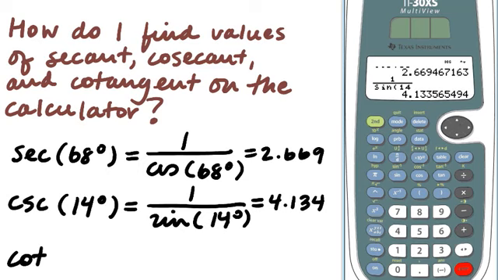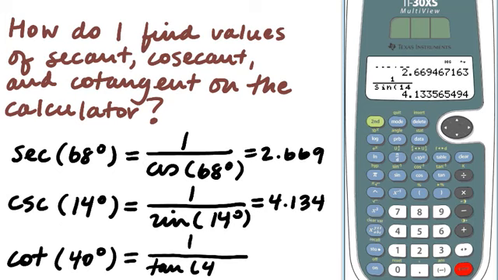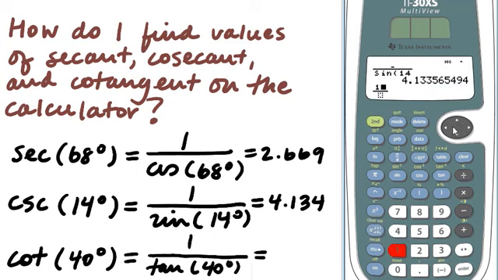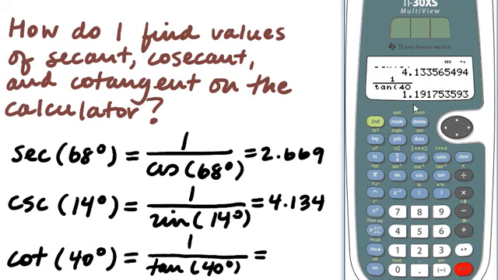And then cotangent of, let's say, 40 degrees. Okay, well, that'll be 1 over the tangent of 40 degrees. And that'll be, let's just type it into the calculator, 1.192.